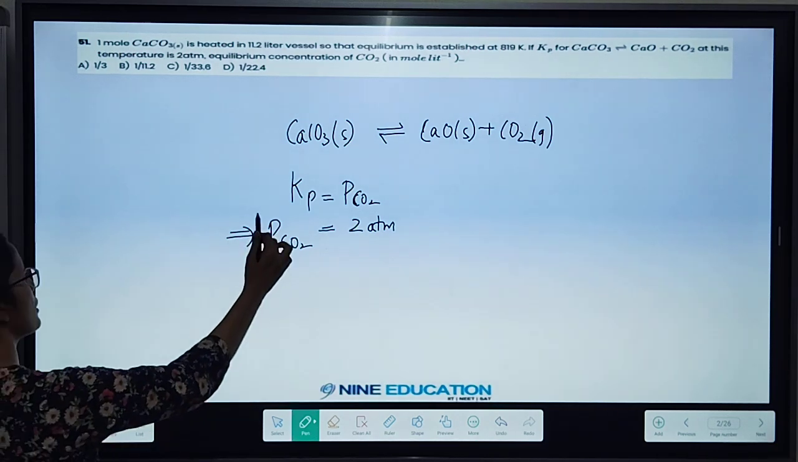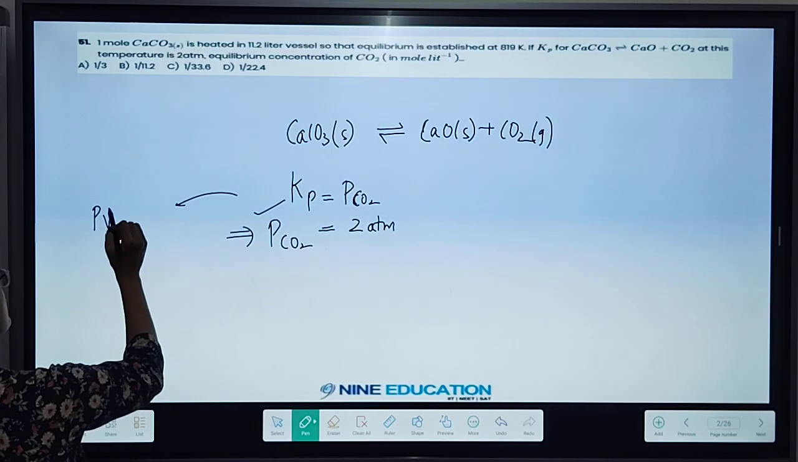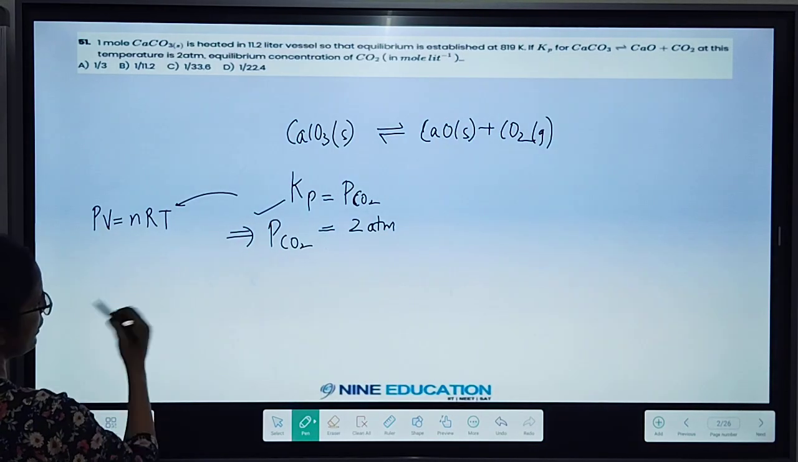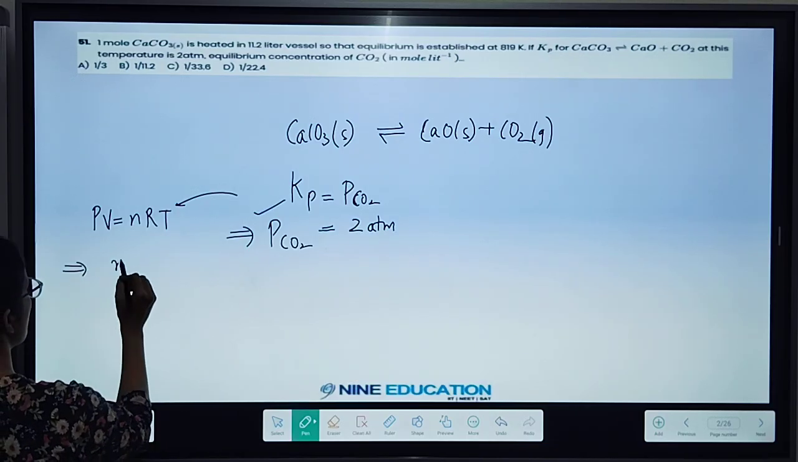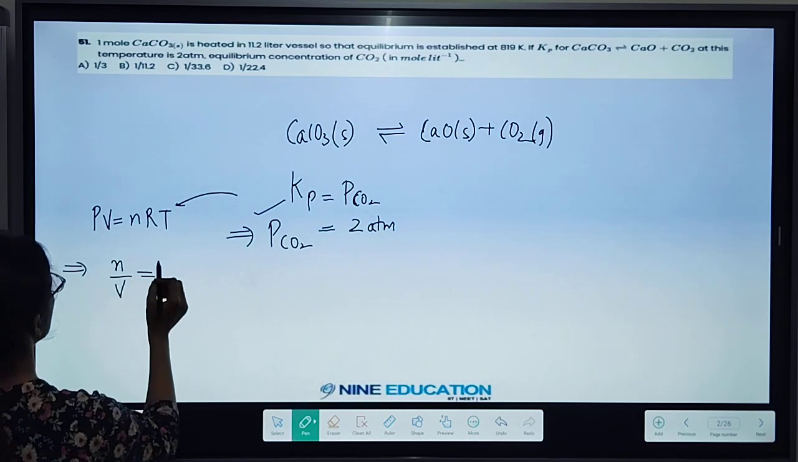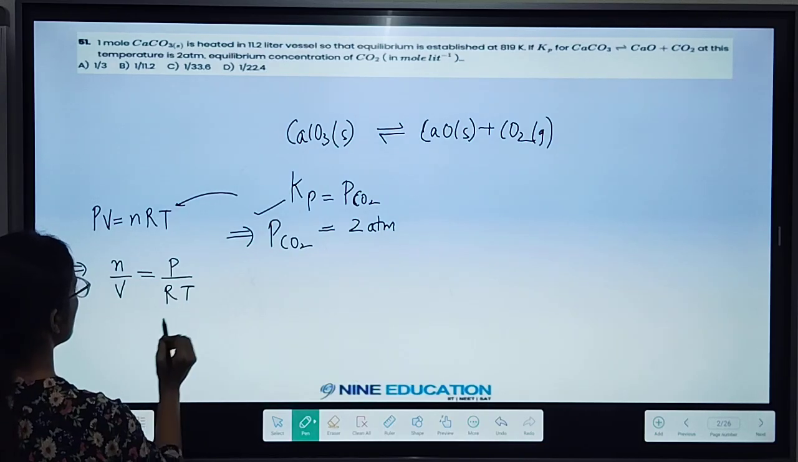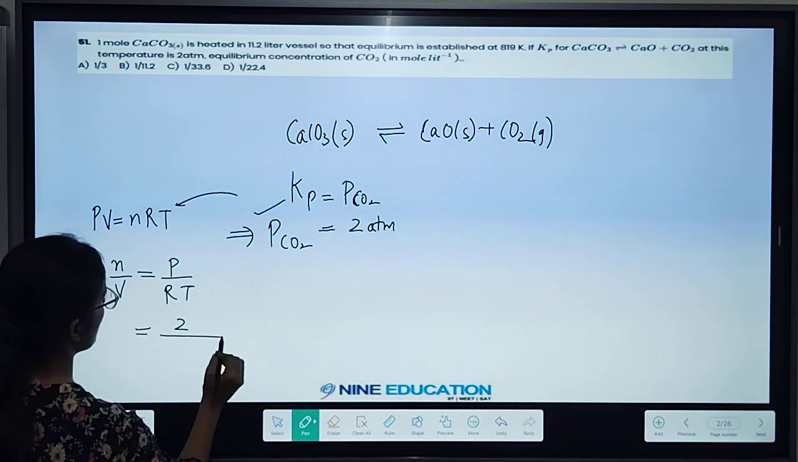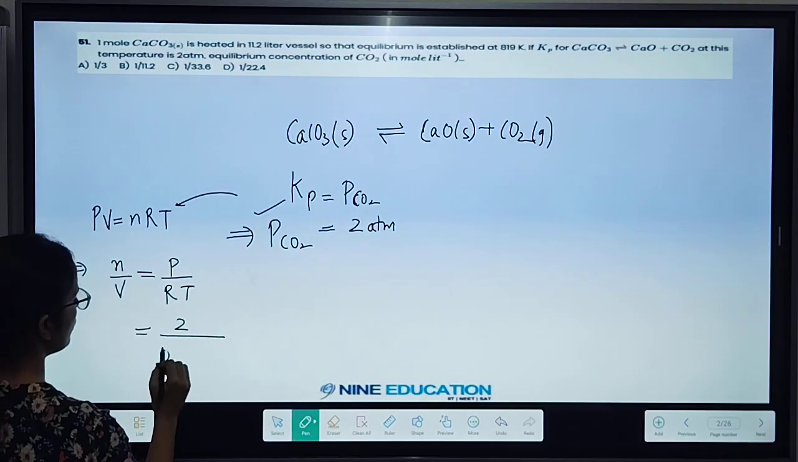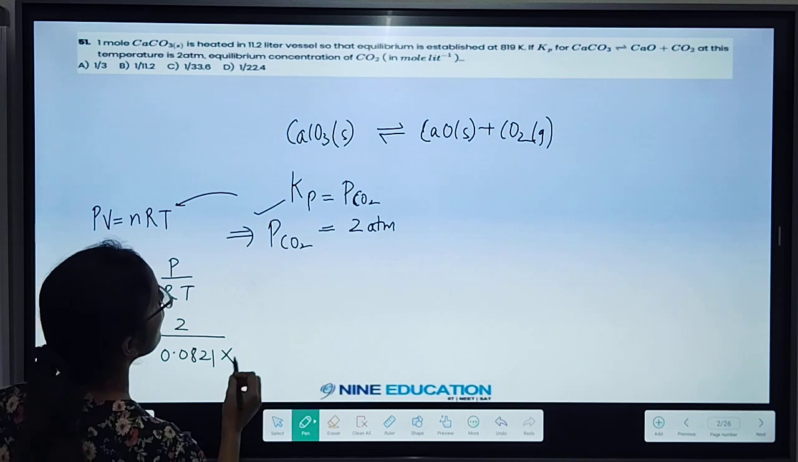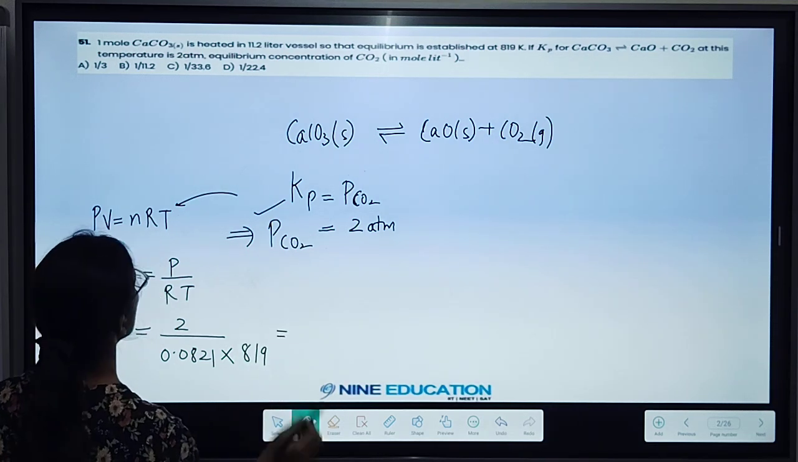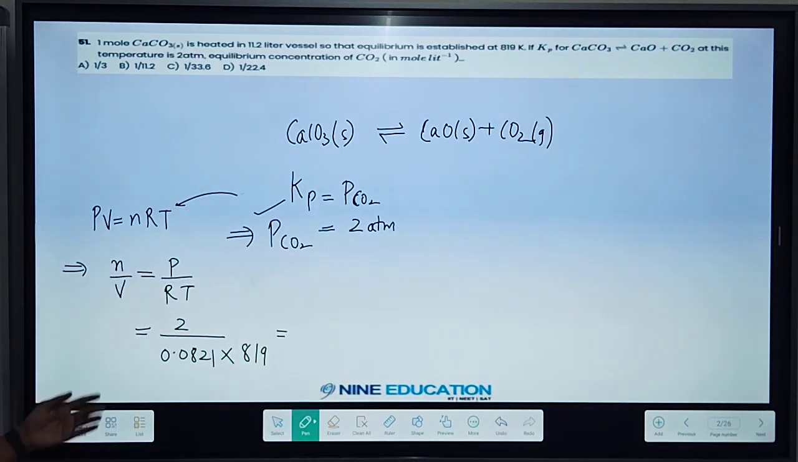If we know that pressure is there, so for this CO2, if I apply the equation PV equals nRT, what will I get? From here I can simplify, we will have n by V, which comes to P by RT. The P value for CO2 is 2, R value is 0.0821, temperature is given which is 819, and this is our last calculation which we have to do, and they have given the solutions or answers in a fraction.